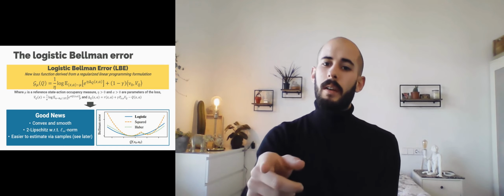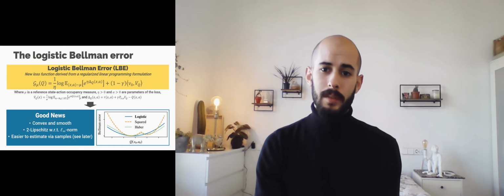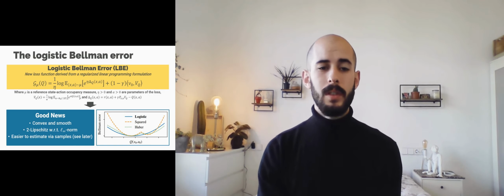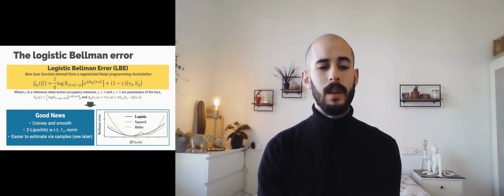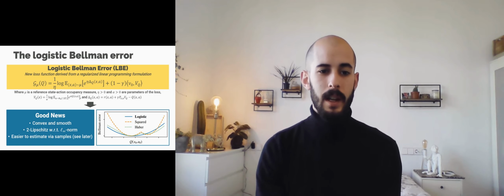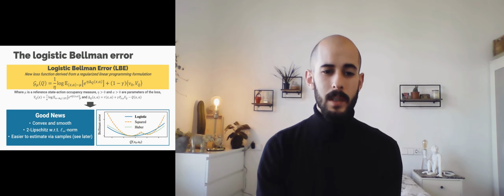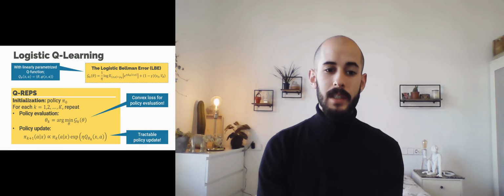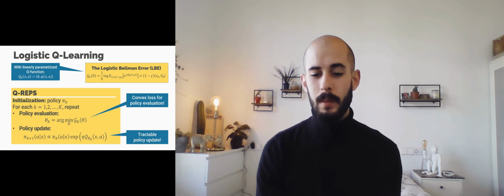And we also have this B sub Q, which is the value function that is a softmax value function, so we can compute it using Q. So the logistic Bellman error is only a function of Q, of the Q function. The good news is that this loss function is convex and smooth. It's Lipschitz with respect to the L infinity norm, and it's easier to estimate than the square Bellman error via samples, as we will see in some slides.